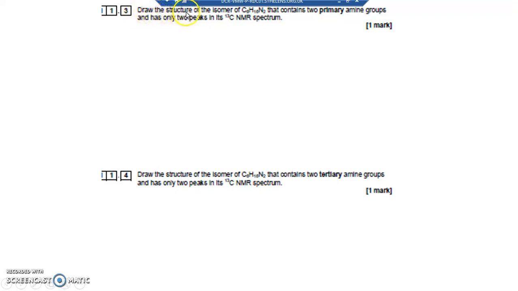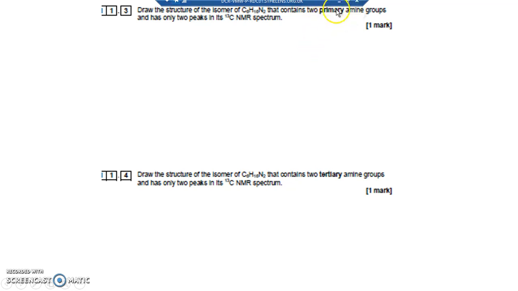Question 11.3. Draw the structure of the isomer of C6H10N2 that contains two primary amine groups. So what's a primary amine group? Primary amine means that the N is bonded to one carbon only. A nitrogen has 3 bonds, so the other 2 bonds must be H's. So it must be NH2 and a carbon.